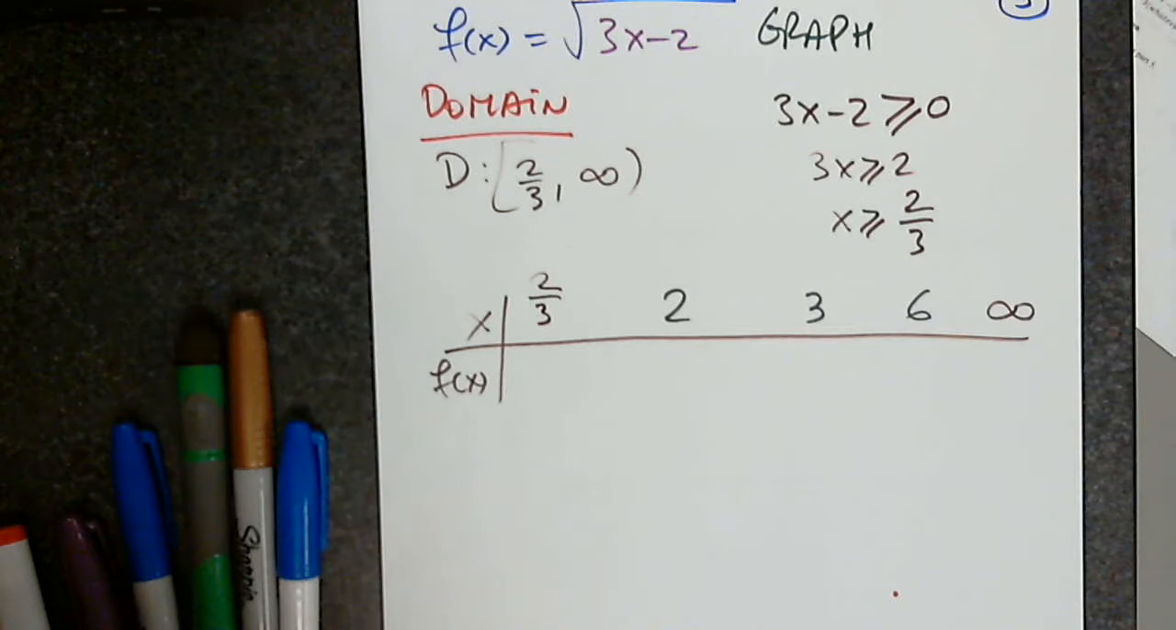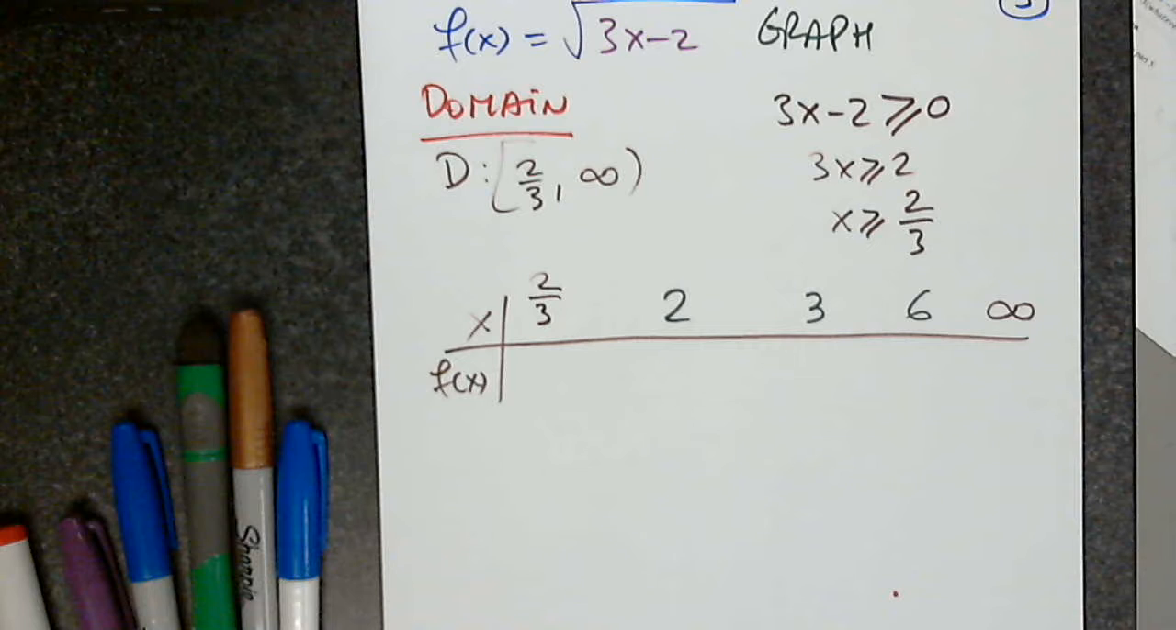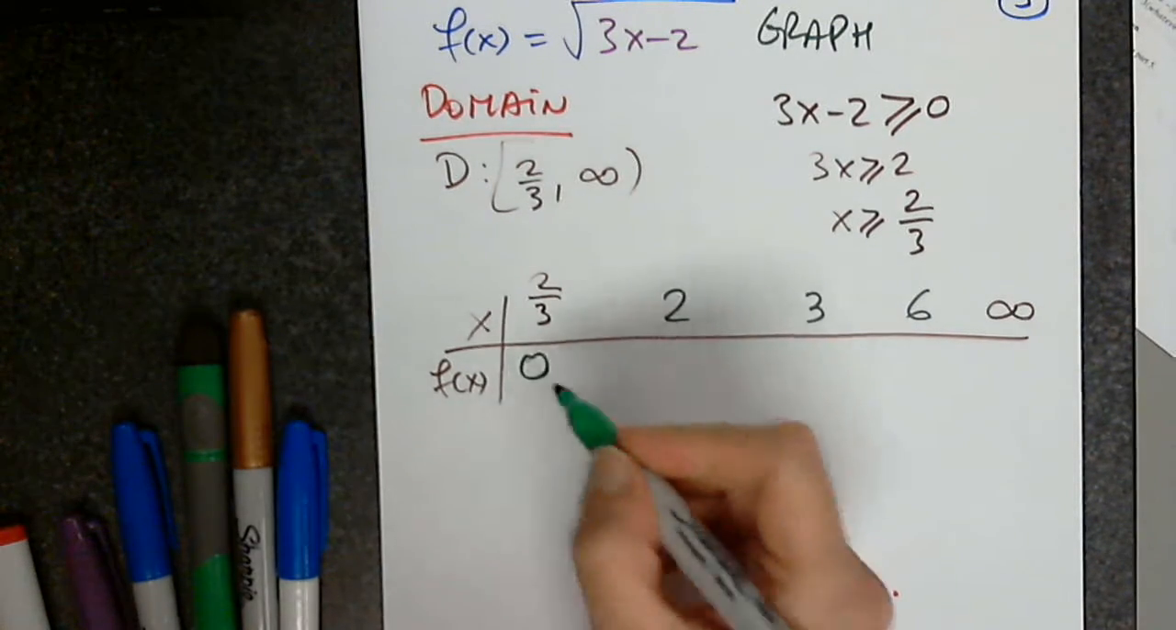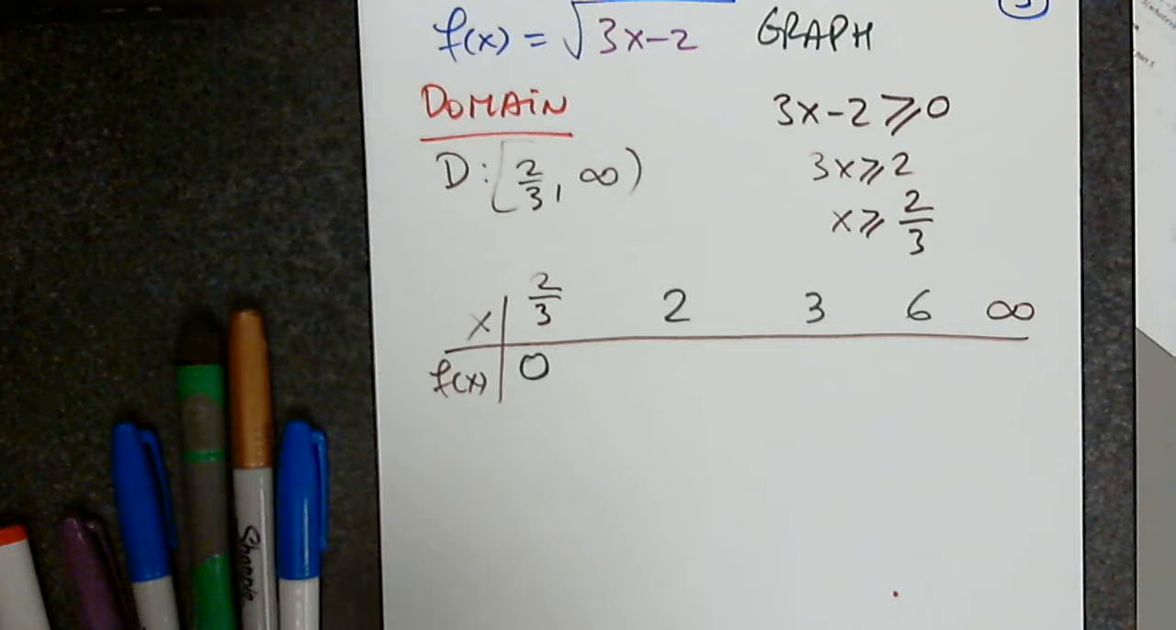Okay, so I have to start with 2/3. I have to plug in 2/3. What do I get when I plug in 2/3? What do you think we're going to get? 0. Of course, of course. So let's plug in 2, plug in 3.